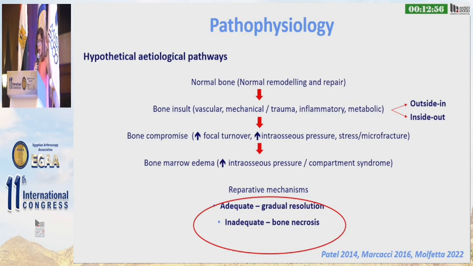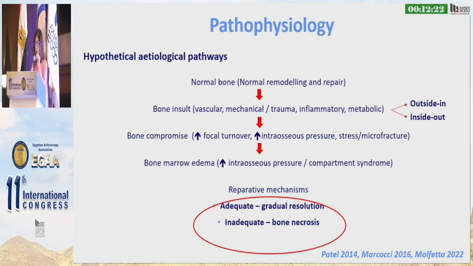Basically, we got the normal bone. This bone received a kind of injury, vascular, mechanical, traumatic, inflammatory, or whatever, and there is also discussion whether it starts from the articular part, so from the joint into the bone, or from the bone to outside, so from the bone to the joint. And what happens is that the turnover of the bone is compromised, we have an increase of intraosseous pressure, and this increase of intraosseous pressure reduces the vitality of this bone, basically.